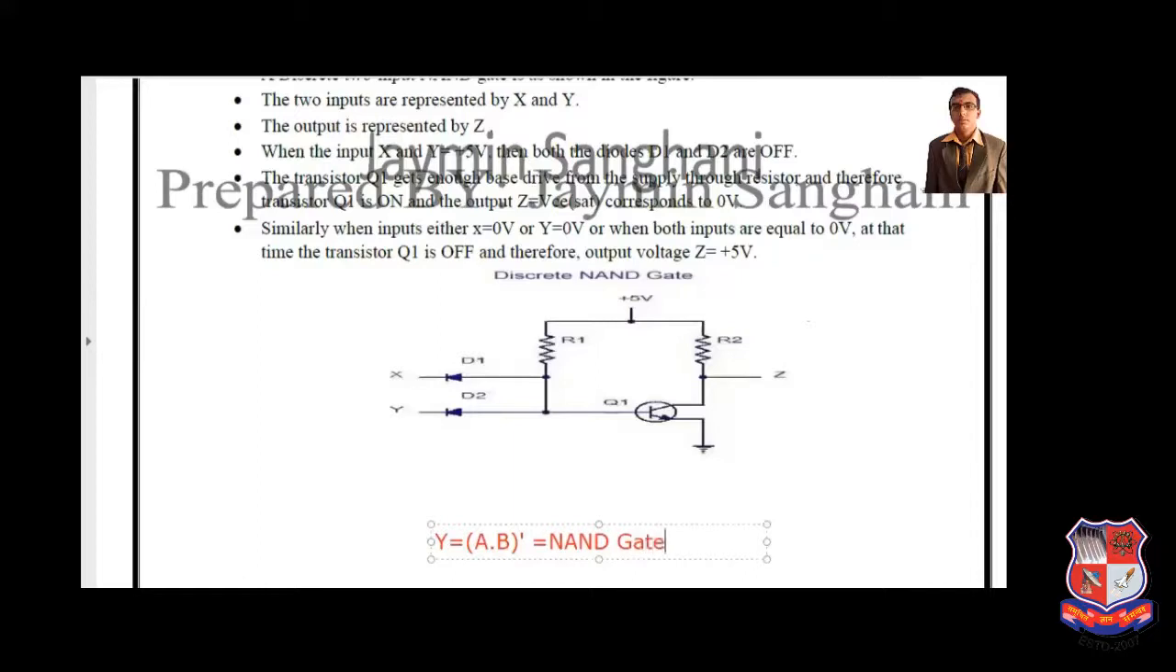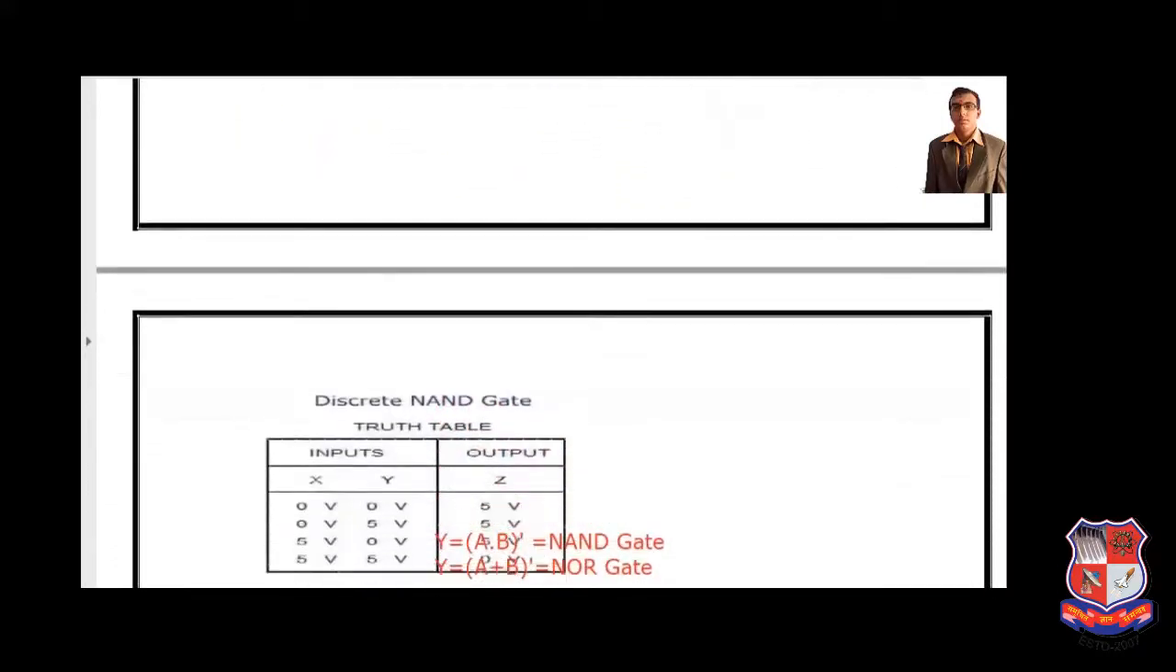Similarly, for OR gate, I will discuss in next topic. Y equal to A plus B dash. It is known as NOR gate. This is the equation of NAND and NOR gate. Please try to understand this equation. This is the basic equation of NAND and NOR.